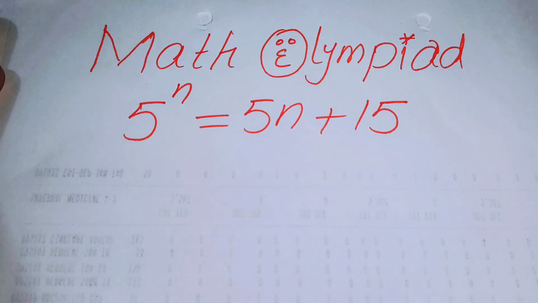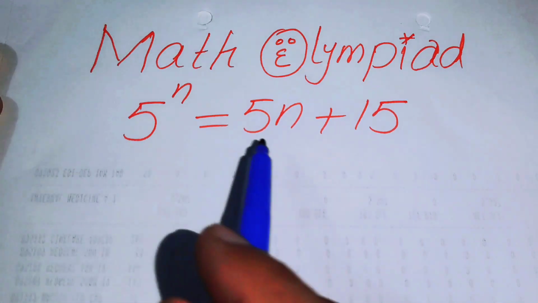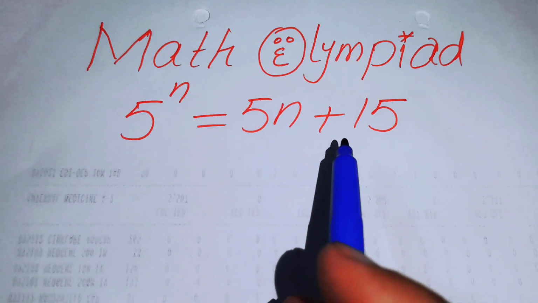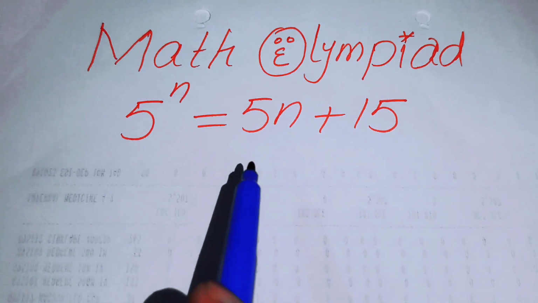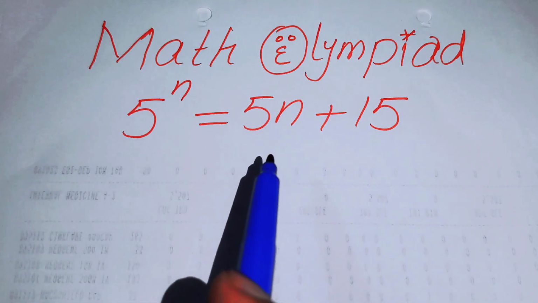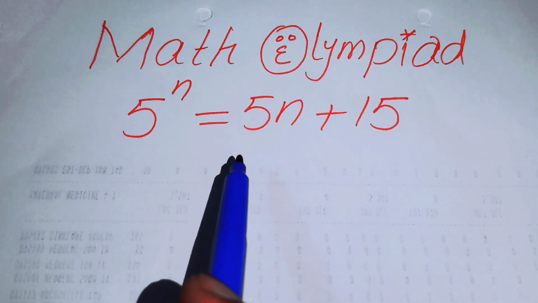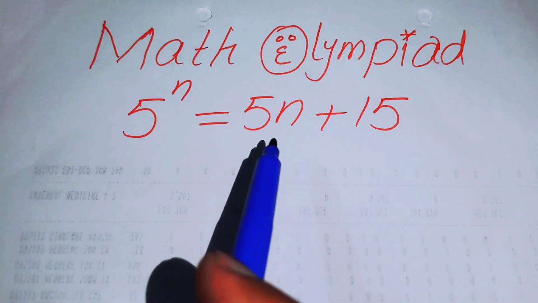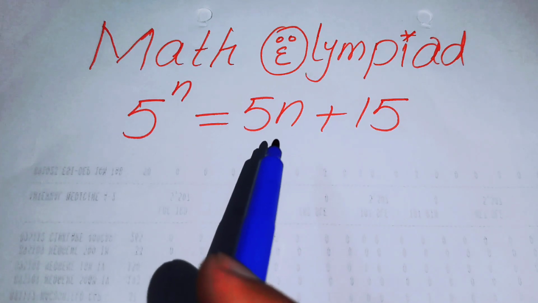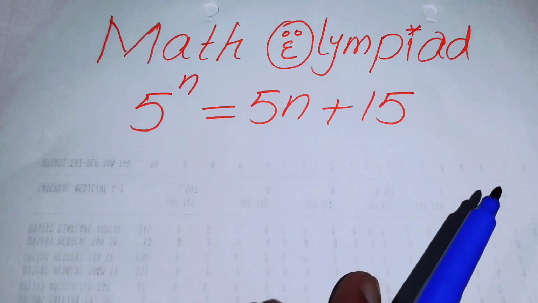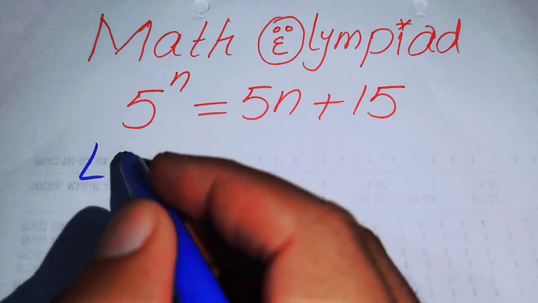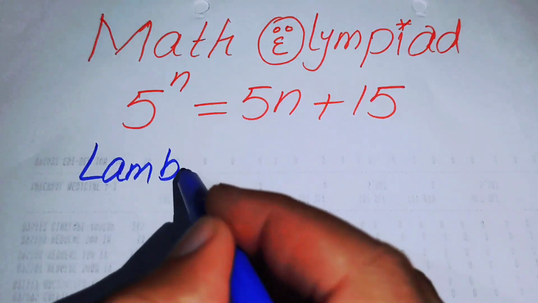In this video we are going to solve this nice algebra problem, and here we have 5 to the power of n is equal to 5 times n plus 15, and we will solve this problem for the values of n. So in this problem I will discuss the best trick to solve this type of function, in which you involve an exponential function and a linear function. In this question I will introduce the Lambert W function, and I hope you may not know about this Lambert W function.